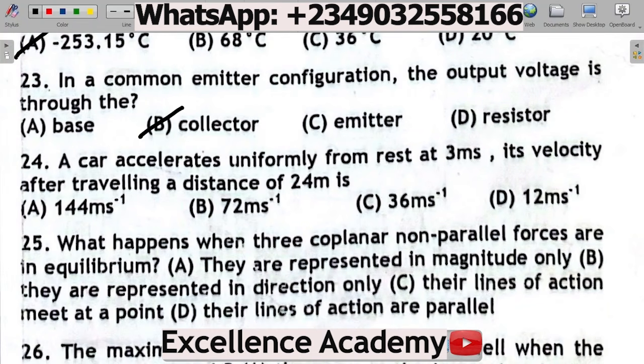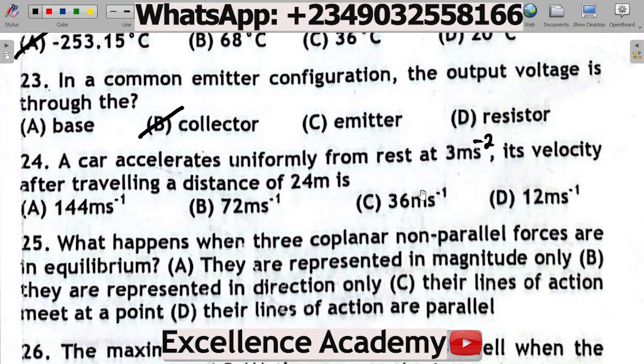Next up, question number 24. 24 says a car accelerates uniformly from rest at 3 meters per second squared. Its velocity after traveling a distance of 24 meters is A, 144 meter per second, B, 72 meter per second, C, 36 meter per second, D, 12 meter per second.